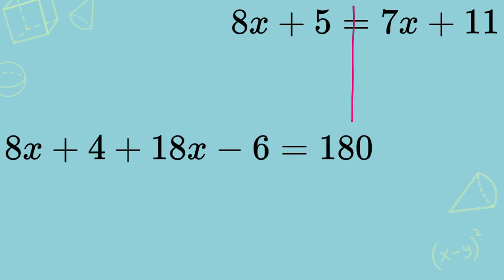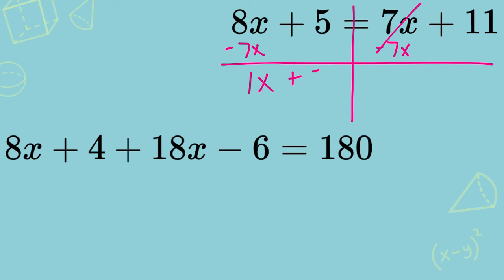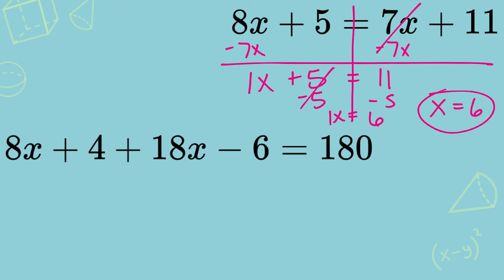Notice this problem has an x on both sides of the equation, so I'm going to pick one of them and move it so that once again I only have one x. And then I'm going to go ahead and move my numbers so that I only have one number. And then my answer, 1x equals 6, is the same thing as saying x equals 6. And I'll do the same thing down here.